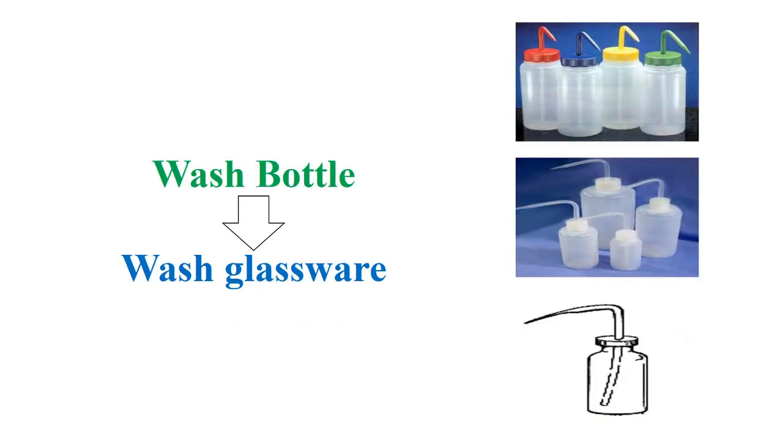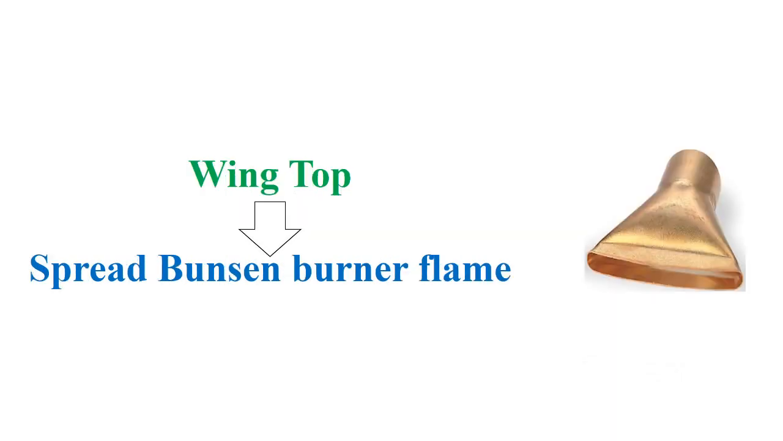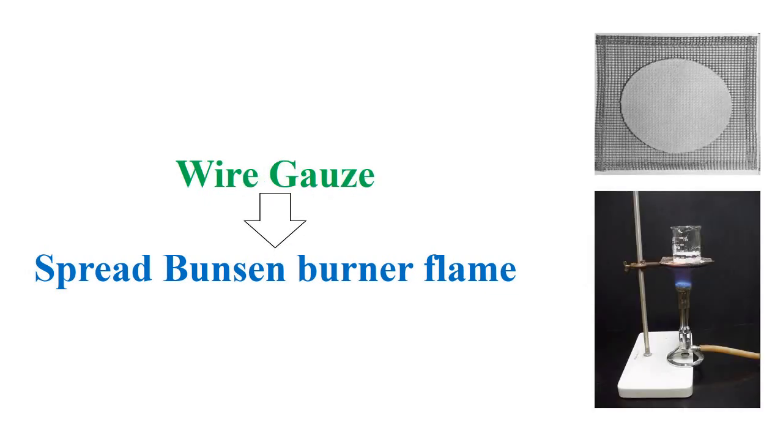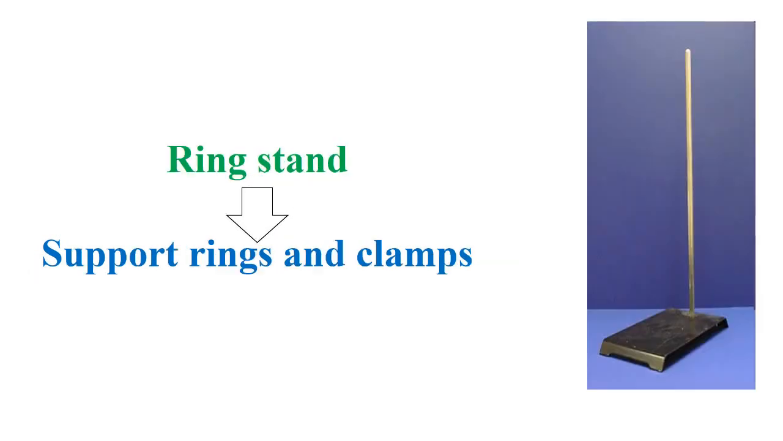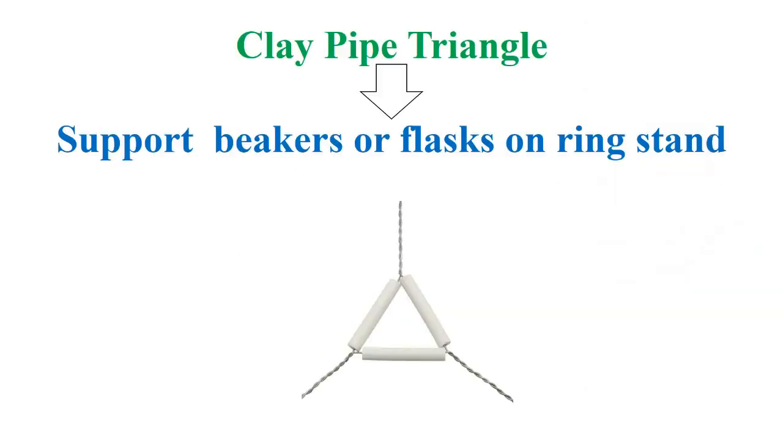Wash bottle, used to wash glassware. Bunsen burner, used to heat chemical buffers. Wing top, used to spread Bunsen burner flame. Wire gauze, used to spread Bunsen burner flame. Ring stand, used to support rings and clamps. Ring, used to support beakers and funnels. Clay pipe triangle, used to support beakers or flasks on a ring stand.